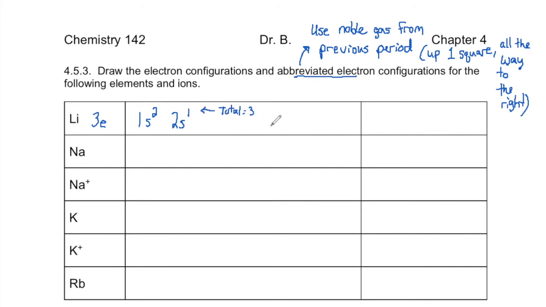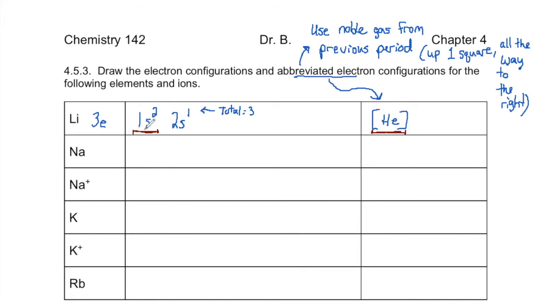If we go up to the 1st period, because lithium's in the 2nd period, if we go up 1 square and all the way to the right, we find helium. So the abbreviated electron configuration uses helium. Helium's electron configuration is just the 1s2. That's the electron configuration of helium anyway.